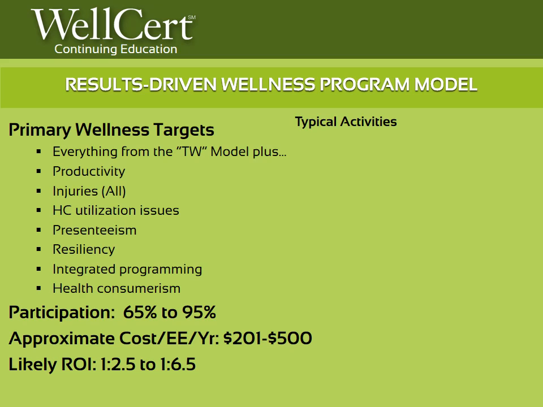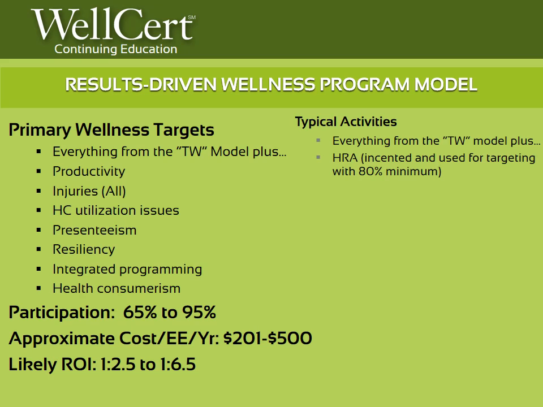And our likely return on investment is going to be the highest of the three models. So we're looking at 2.5 to 6.5 cost benefit ratio, which equates to 250 to 650% return on an annual basis. So those are the characteristics associated with this particular model. And then we include everything from the traditional wellness program model, plus we start to incent and use for targeting and use for planning and evaluation purposes, more of the health risk assessment or the well-being assessment. We start using risk stratification and incented interventions to bring about more use of the interventions that are available through vendors and through our health plans.